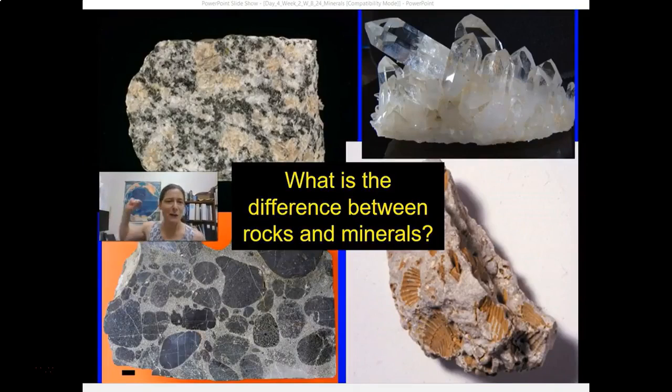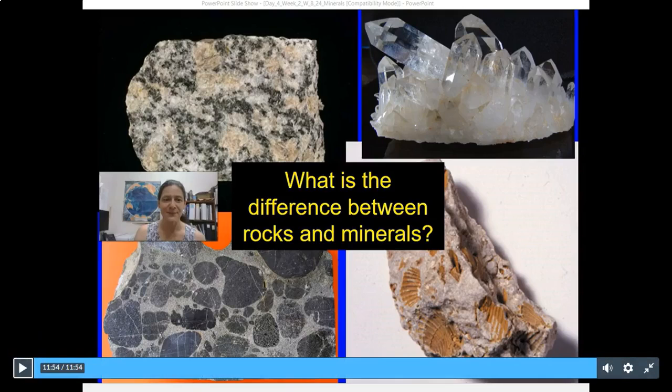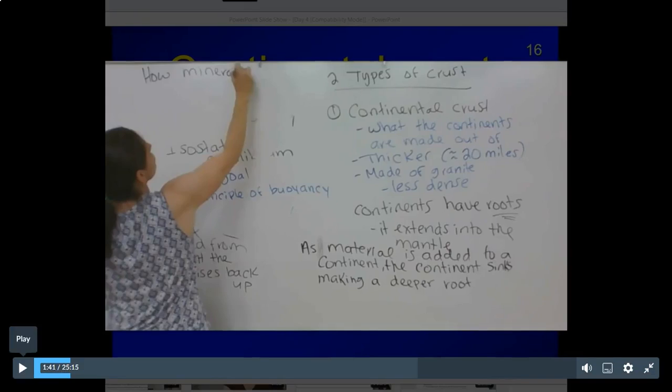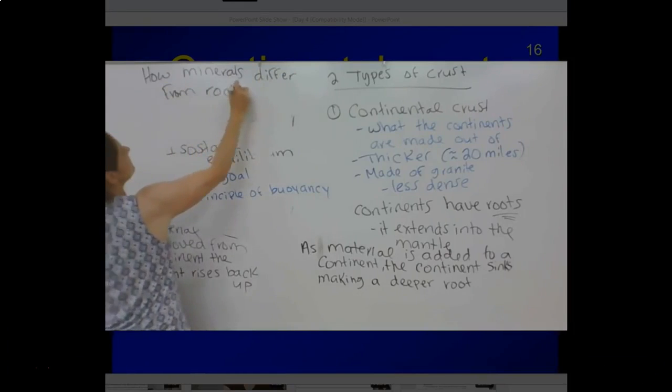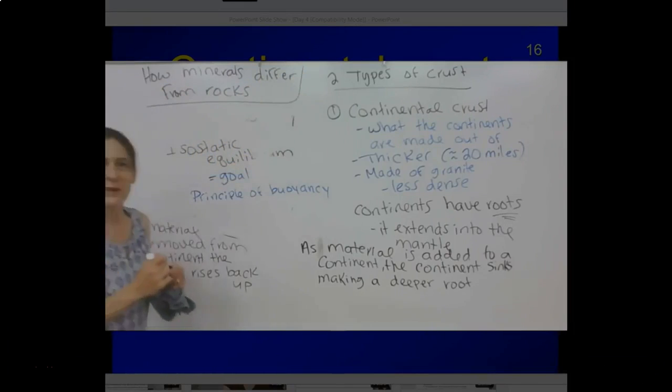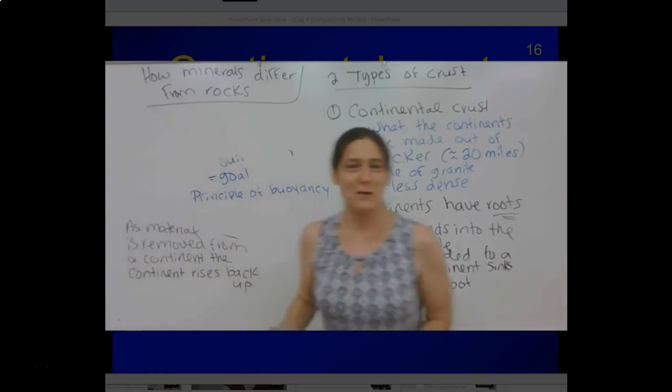I will have already written on the board this question, what is the difference between rocks and minerals. So here's where you want to make sure you start taking notes. And this picture right here might help us start to think about which one of those things is a rock and which one of those things is a mineral. But I'm going to walk you through that in this video. So make sure you put that heading, and let's start talking about some new lecture material. What's the difference between rocks and minerals? So, how minerals differ from rocks.